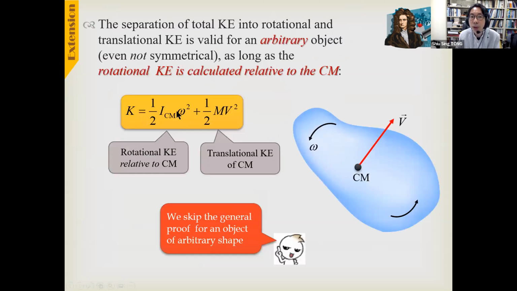So this is the most general formula. Even for an arbitrary body, not a symmetrical object, you can separate the kinetic energy into these two terms. You can do this, and we skip the proof for this case.